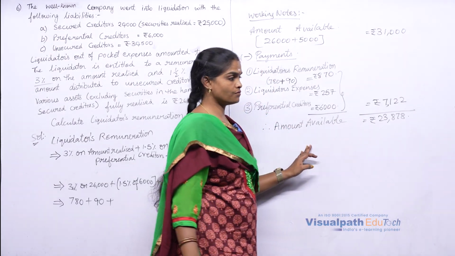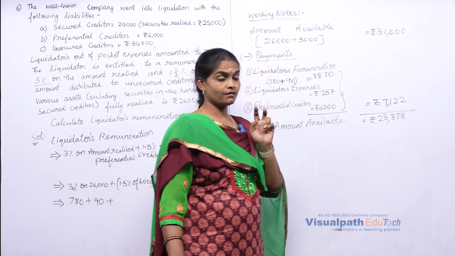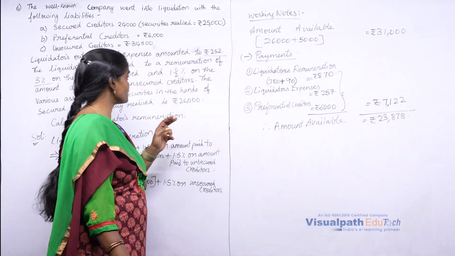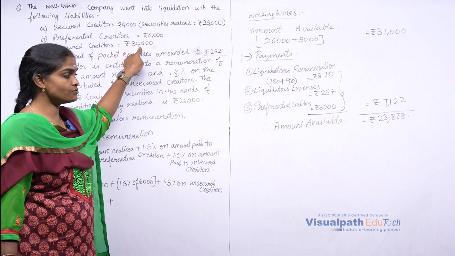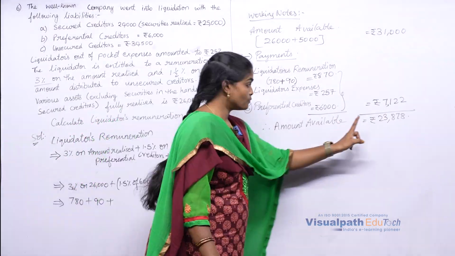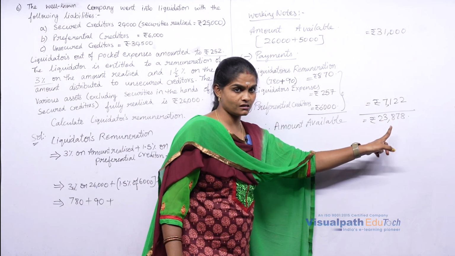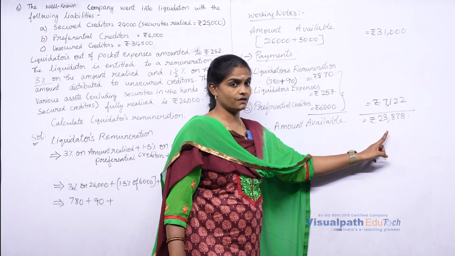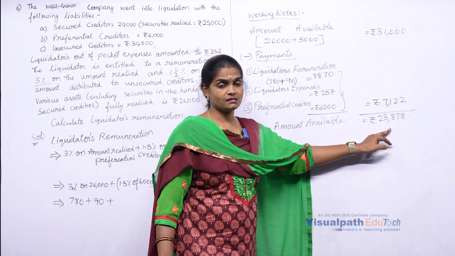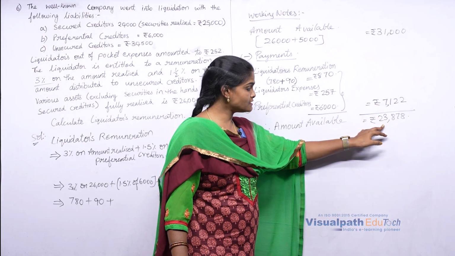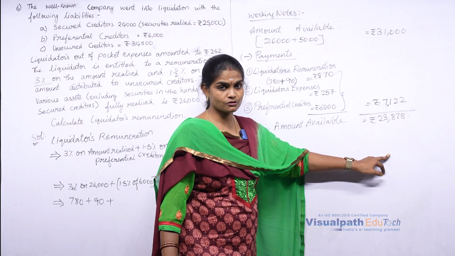Finally, we are left with 23,878. After this, compare it with the unsecured creditors amount. How much do we have to pay to unsecured creditors? 30,500. So we have only 23,878, but we have to pay unsecured creditors 30,500. So this amount is less than the unsecured creditors' amount. When this is less than unsecured creditors, we say the company is insolvent.